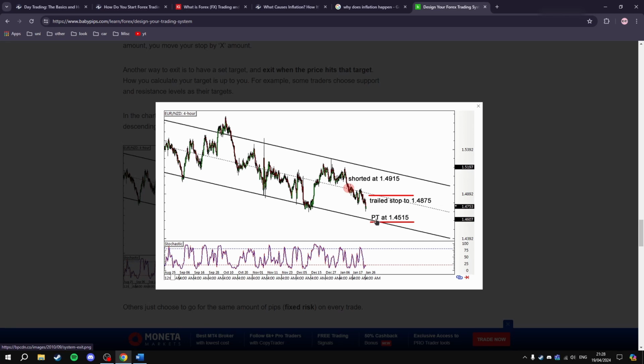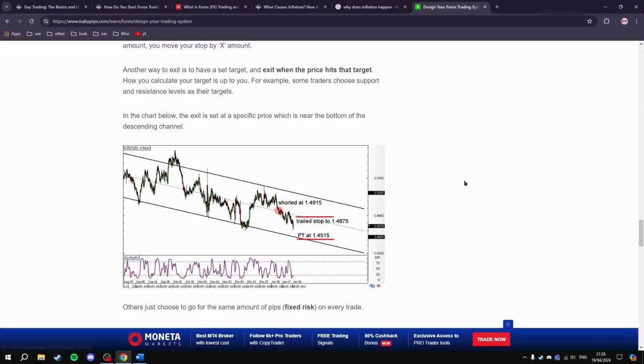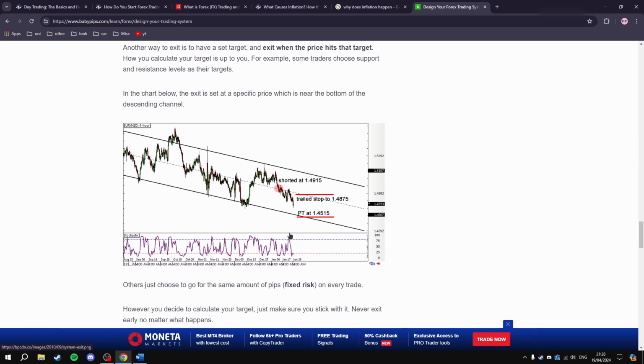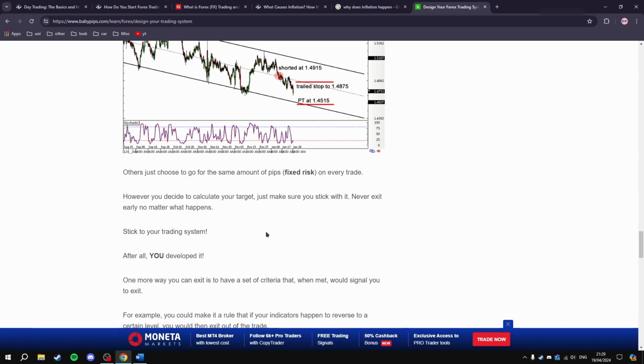Should that be take profit, TP at? So that should be take profit because that's at the support level, right? Near the bottom, yeah, so that should be TP at 1.4515. Others just choose to go for the same amount of pips, fixed risk out on every trade. However you decide to calculate your target, just make sure you stick with it.